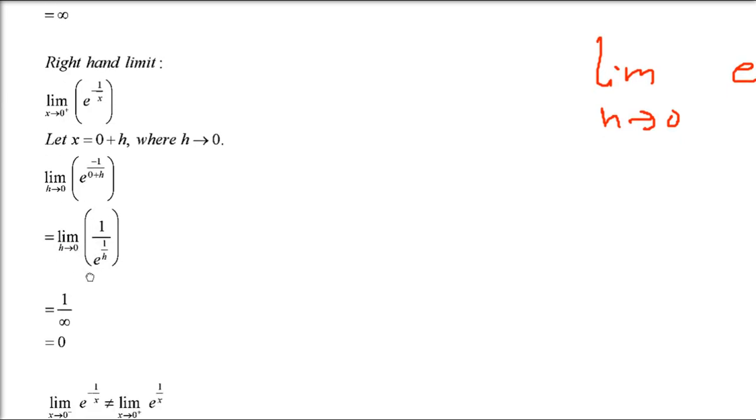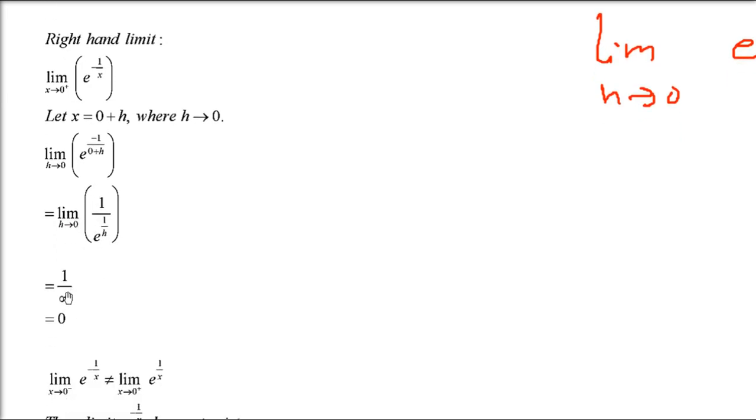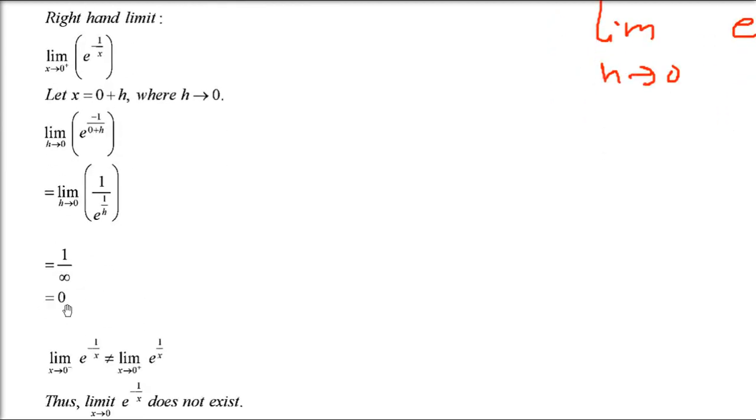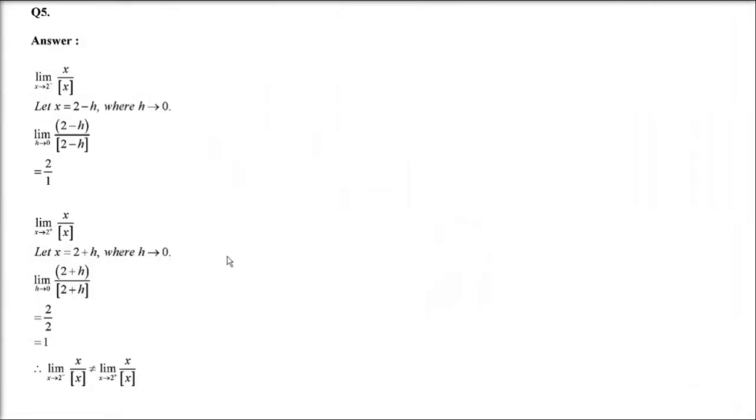E to the power 1 by e to the power infinite is going to be 0. Just remember, anything to the power infinite is infinite. Whenever we have division, when you have infinity in the denominator, it will be 0. So this left LHL, RHL are not equal. Limit does not exist.